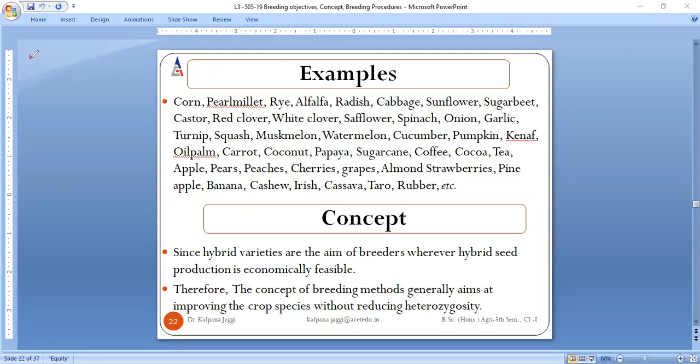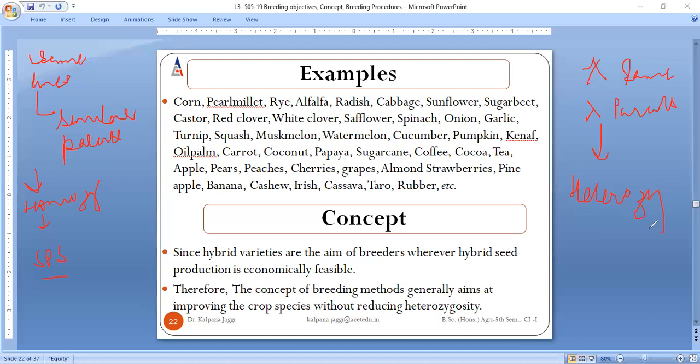If we are to produce the same lines, which have similar characteristics as are present in the parents, that means if we are to produce homozygous lines, then we need to look after breeding of self-pollinated species. But on the other hand, if we don't want the lines to have the same characteristics as the parents, that means if we want our population to be of heterozygous nature, then we need to look after the breeding of cross-pollinated species.